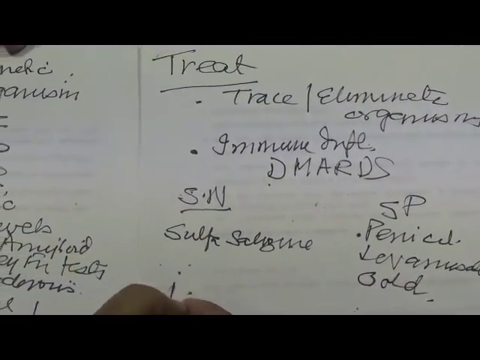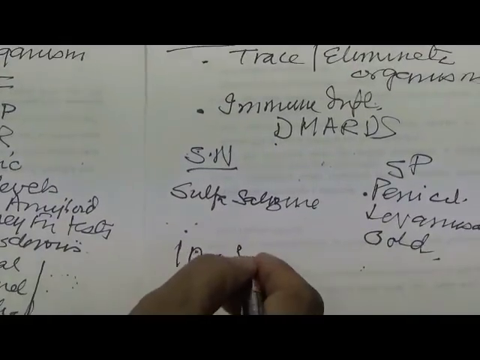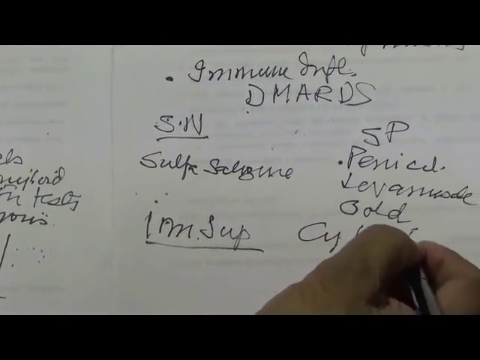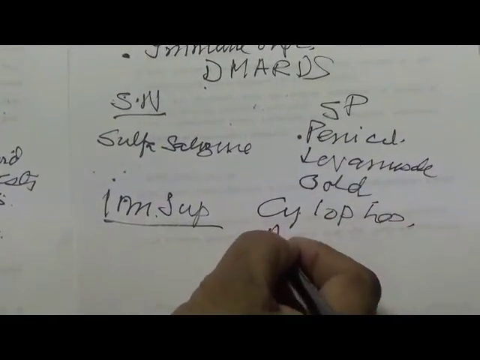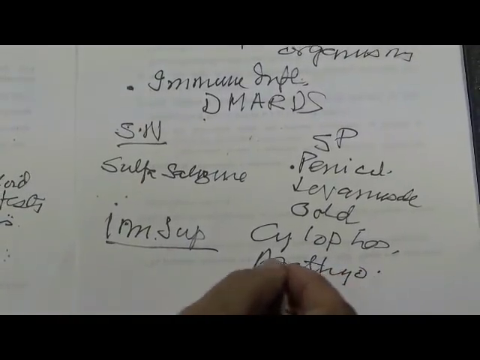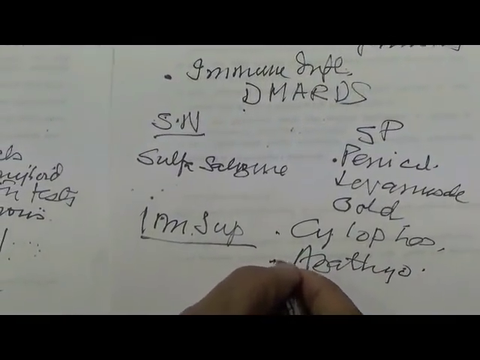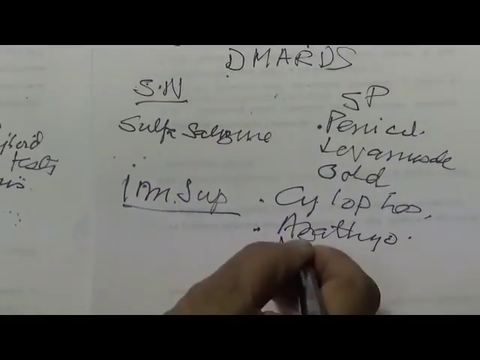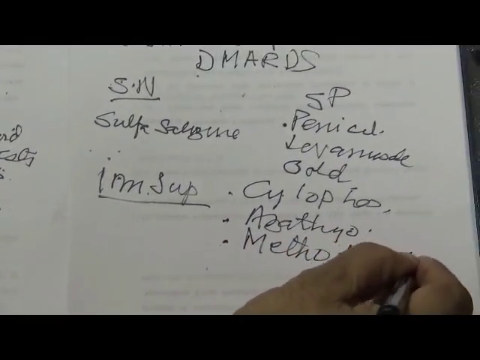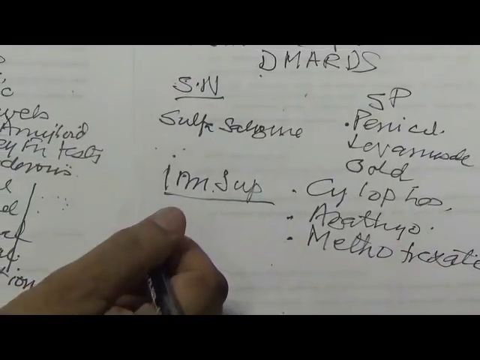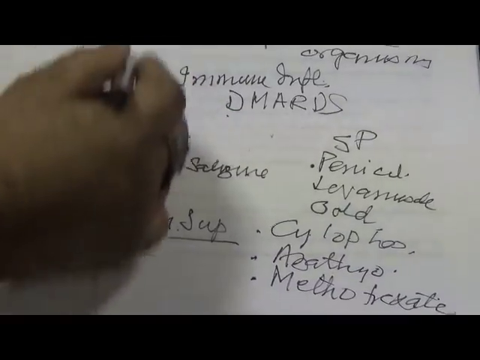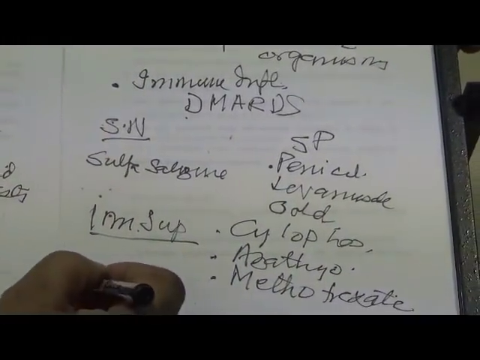Or you can use immunosuppressors. Immunosuppressors are cyclophosphamide, azathioprine and methotrexate. Methotrexate has been the most commonly used in rheumatoid arthritis. So this is to control the disease.